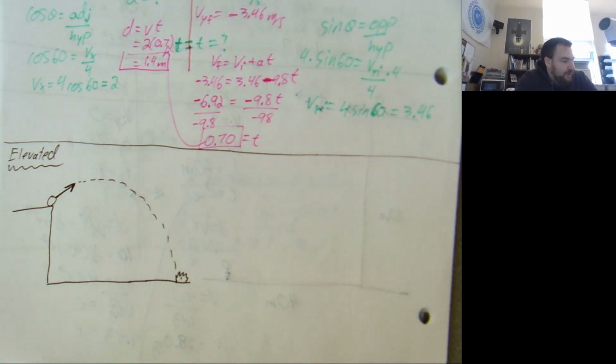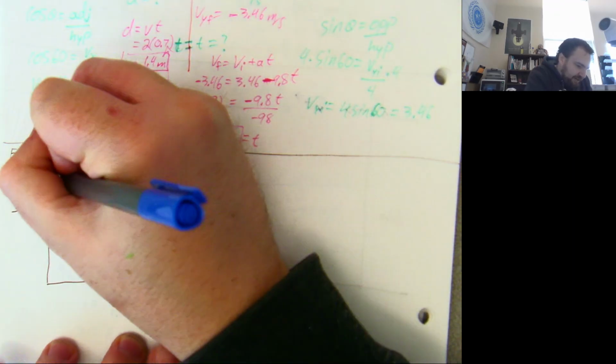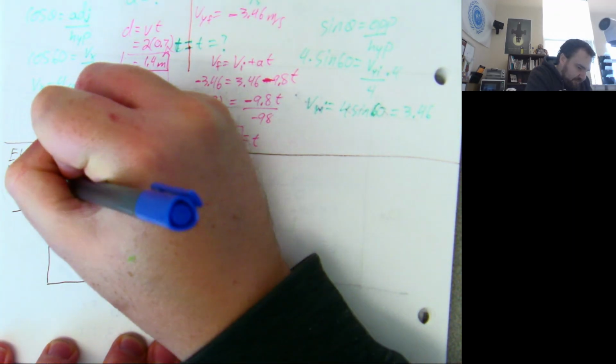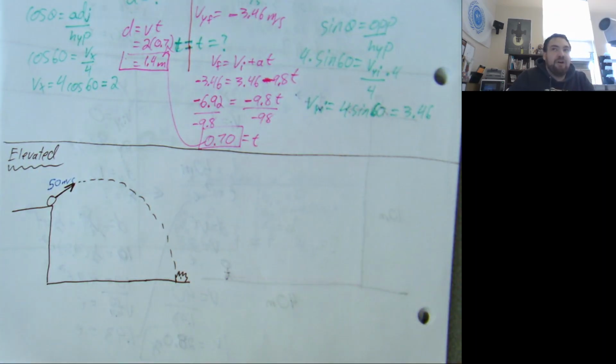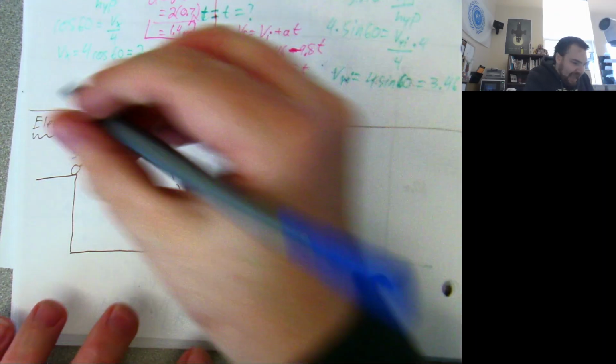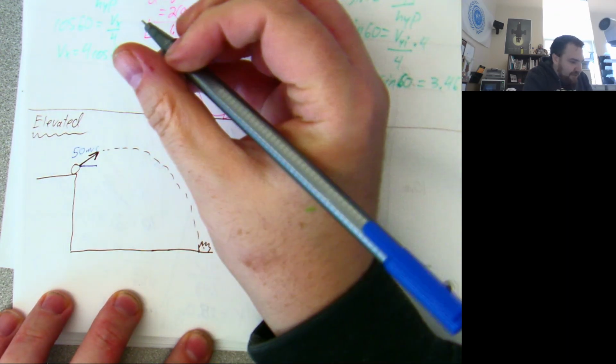Given a piece of information we know, we're going to crank these numbers up here a little bit. We're going to make this thing 50 meters per second, which is a lot more accurate for a golf ball. And we're going to angle this thing at 30 degrees.